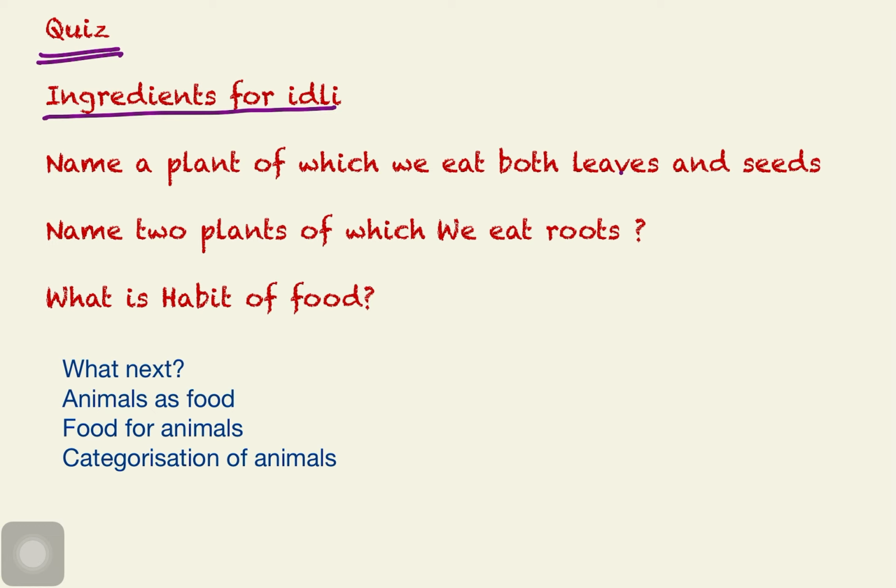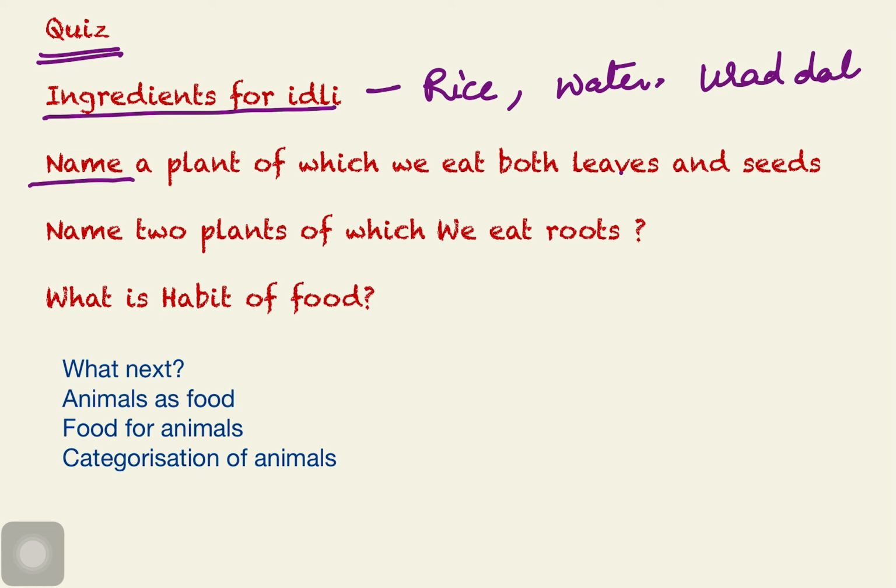Ingredients for idli. For making idli we need rice, water and a little bit of urad dal also. Then, name a plant of which we eat both leaves and seed. Correct, fenugreek. Fenugreek we eat as a vegetable, and we use it as a spice also. Name two plants of which we eat roots. Just now we did carrot and radish.